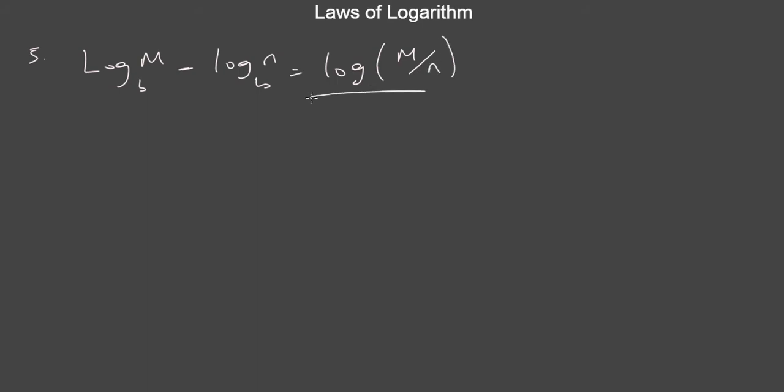So the fifth law states as follows. If I have log m to base b, and here we have a minus sign, that is minus another log of n to base b. Note the two have got the same base, right? The law states that to simplify them, you divide. You take m divided by n, then to base b. So this is what the law states. So if you have a plus, you multiply. If you have minus, you divide.